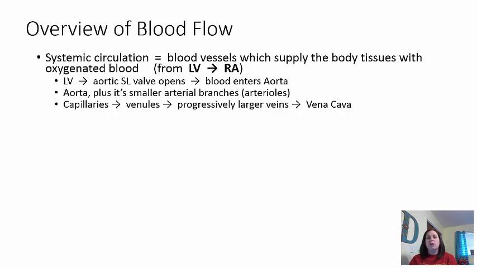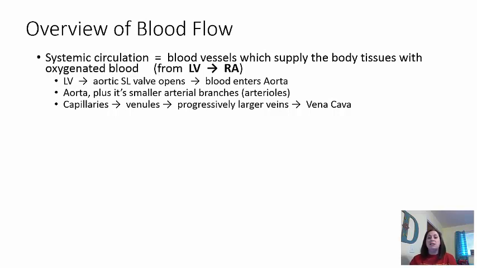So we're going to first start with the systemic circulation. The systemic circulation is the blood vessels which supply the body tissues with oxygenated blood. Okay, and so this is going to be where the blood's going to leave the left side of the heart through the left ventricle, that's the LV, and it's going to return the blood to the right side of the heart, which is the right atria. So when we look at this, the left ventricle is going to contract and push the blood through the aortic semilunar valve. Those semilunar valves will open so that the blood can enter the aorta. So you can see the flow chart here.